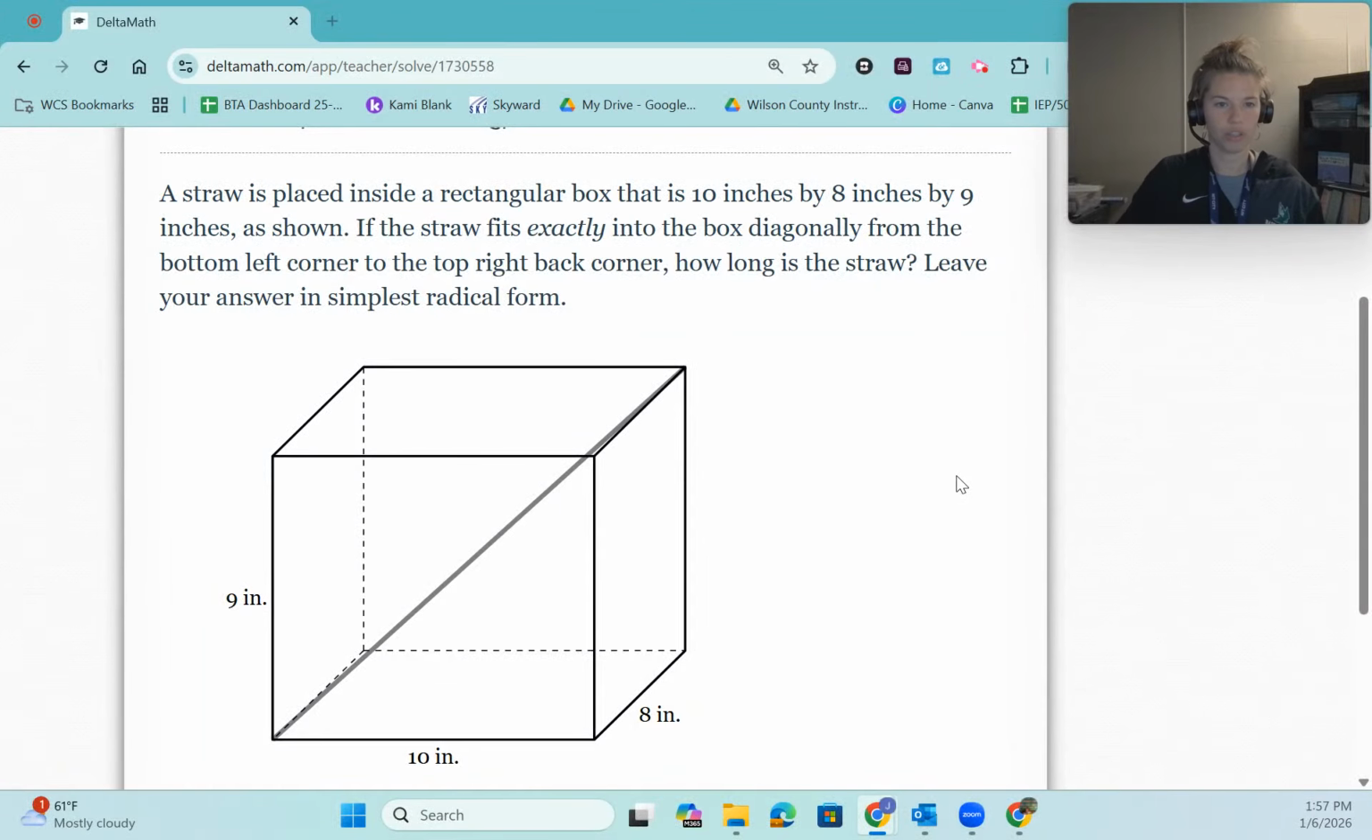Hey y'all, this is just a quick video on using Pythagorean theorem in three-dimensional figures. Okay, so let's take a look at this problem.